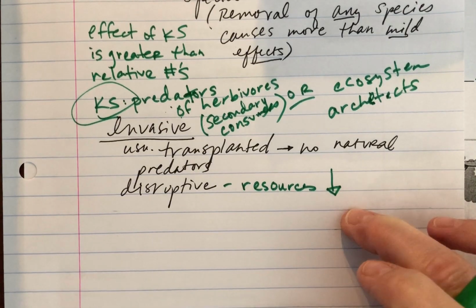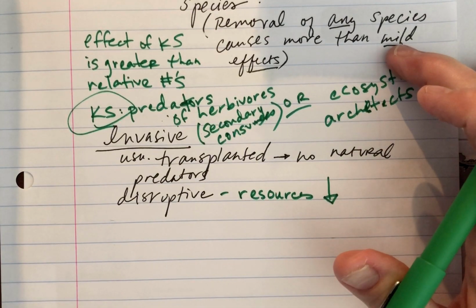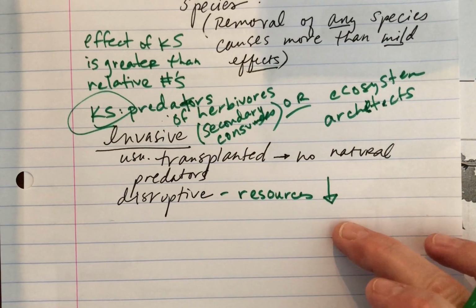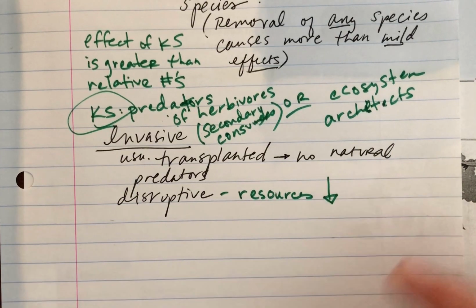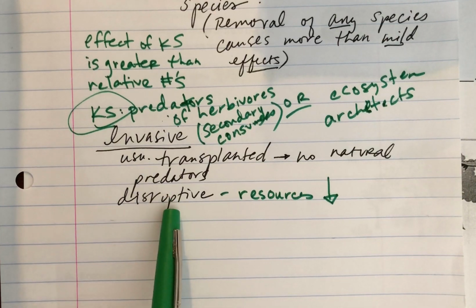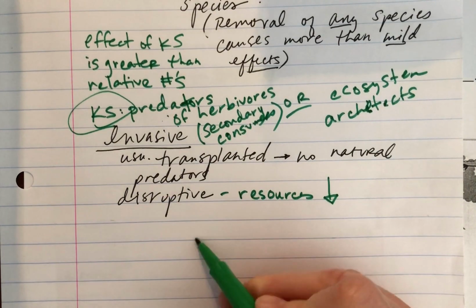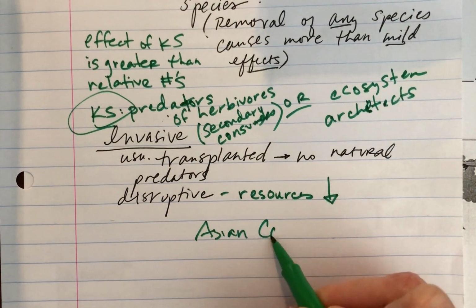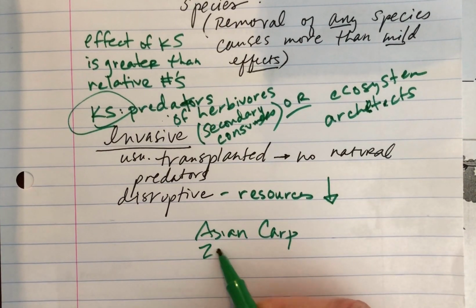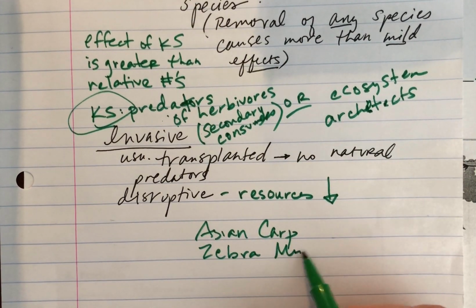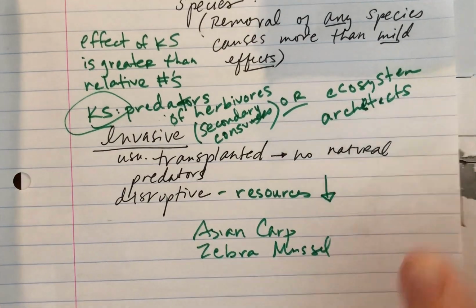So it's clear that the keystone species provides a benefit to ecosystem stability, biodiversity. It's clear that invasive species decrease ecosystem stability and biodiversity. An example of an invasive species, Asian carp. Another example, zebra mussel. Look those up on your own time.